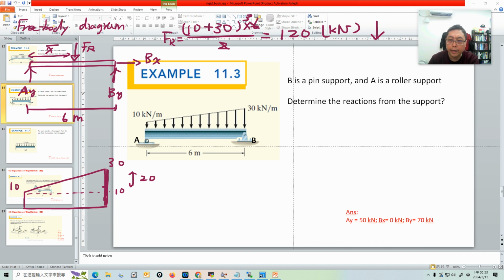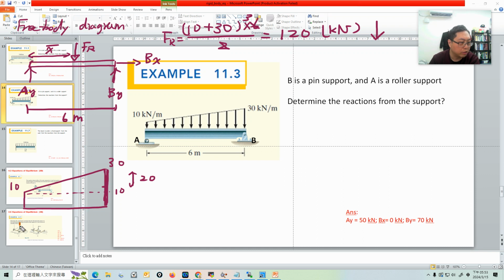Because the trapezoid is complicated, we divide it into a rectangular shape and a right triangle shape. With these two simpler shapes, we can find the resultant force of each area and the centroid of each area. Then we use the moment balance to find the position of the final resultant force.